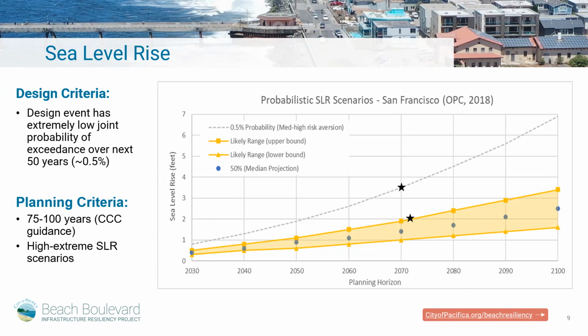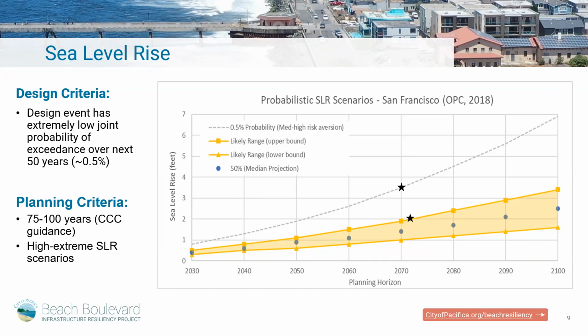Now that's when we talk about design criteria and 2 feet of sea level rise, that's really what we're talking about. But if you look out past 50 years, you can see the sea level rise increases, and so does the uncertainty. You have a wider gap between the upper bound, kind of worst case scenario, and then the likely range. And so that's part of the planning criteria as we deal with questions and comments and back and forth with Coastal Commission and other regulators.